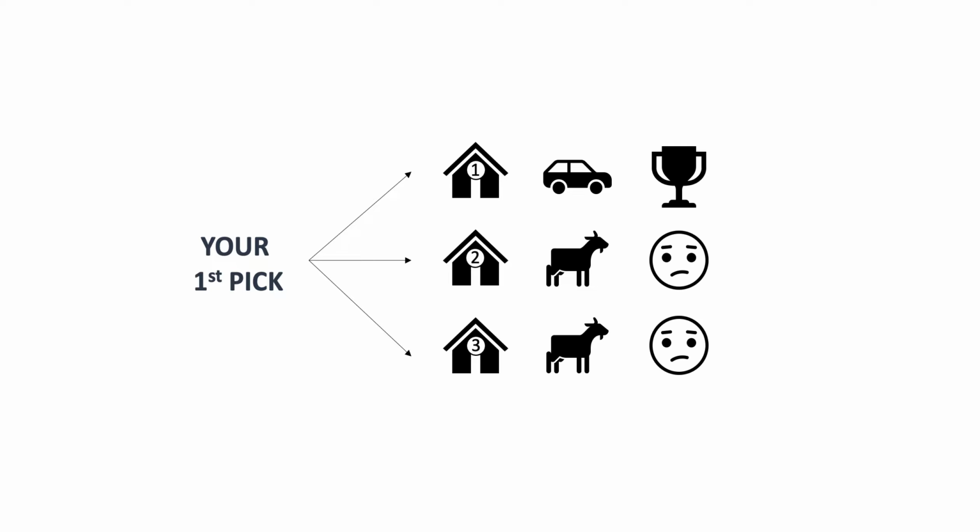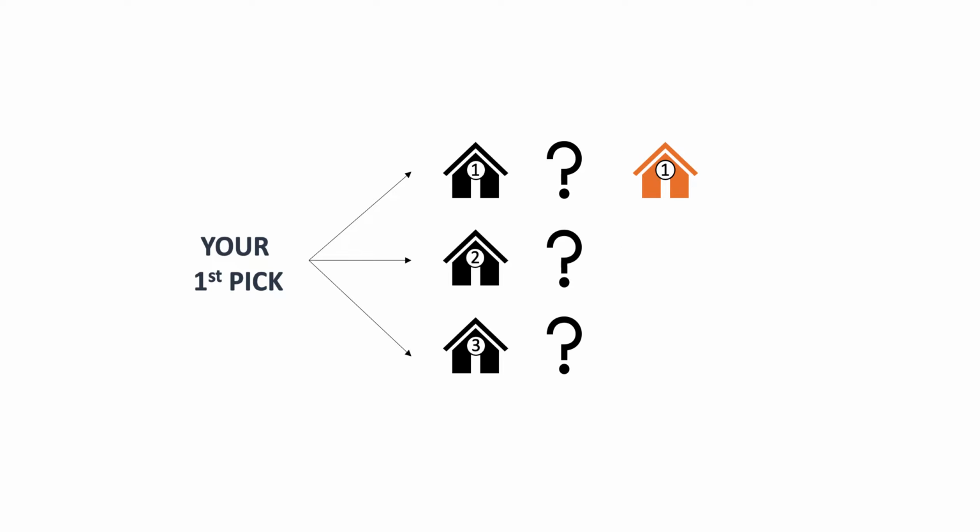The way this problem works is you're at a game show, and the game show host allows you to pick the first door right away. So once you make your first initial pick, the game show host goes on to reveal one of the goat doors.